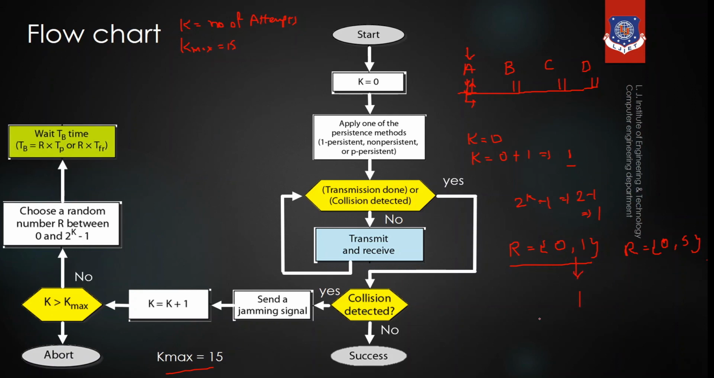After selecting 1, it will wait for some time, which is called back-off time, and the back-off time is given by R into propagation delay, which means one propagation delay. So the sender, meaning device A, will wait for one propagation delay and it will send the packet again. Okay, so this is it for the explanation of how CSMA/CD works. If you have any doubt, you can ask me. Thank you so much.